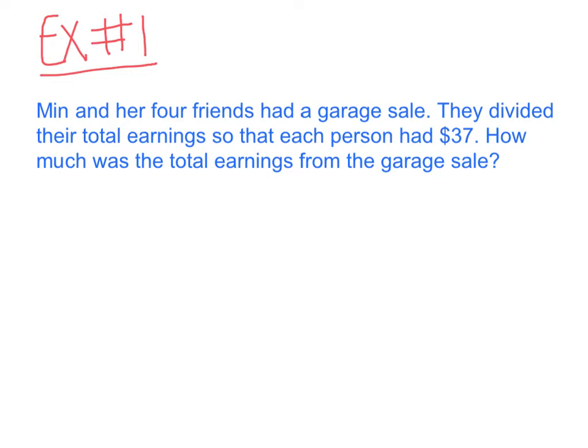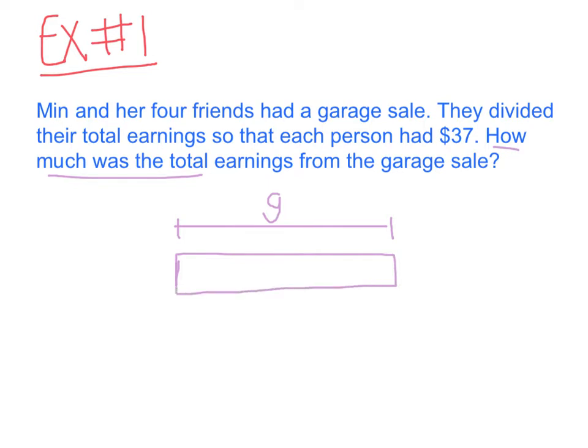So we're doing the same thing. We're going to draw our bar at the top for the total. But since our question is how much was the total, we don't know. So I'm going to put a G in place of our total. And then I'm going to draw our box. But this time, instead of splitting it up into 2, I'm actually going to be splitting it up into 5. Because I'm splitting it up for all 5 friends. So I'm going to kind of write that at the bottom.